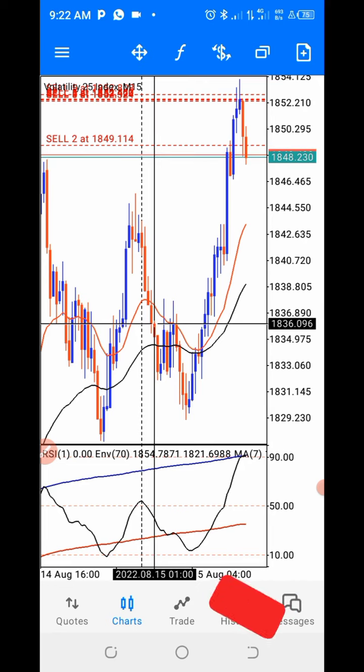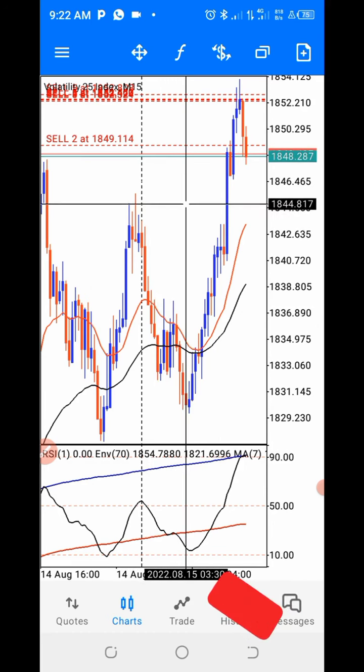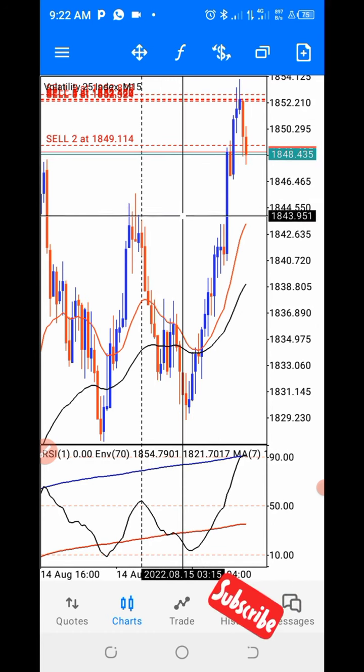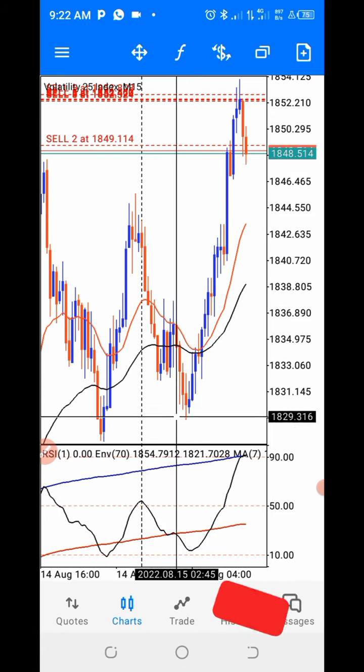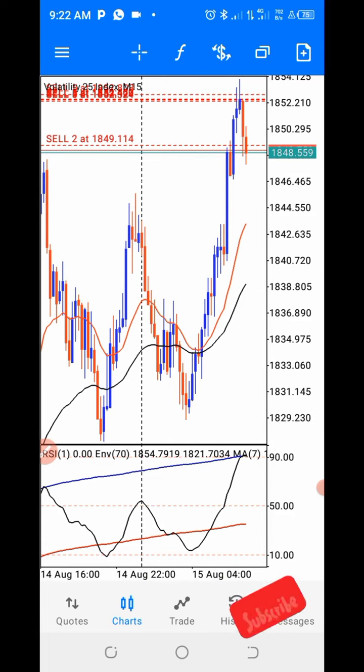Don't forget, I said my TP is going to be at this area here. My first TP is going to be at this area here, while my long-term TP is going to be around this area here. Once you are done, we are done with the main chart.